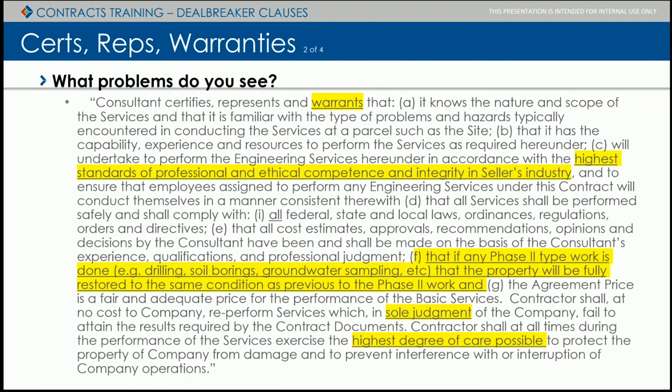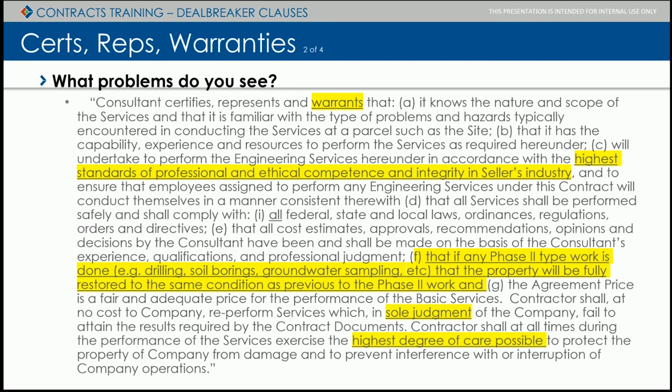Something I want to point out on this slide, I'm seeing more and more often, is language talking about the highest standards of professional and ethical competence. No one knows even what that is. And so how that plays out practically is that if we're sued, they'll find some person to get up on the witness stand and say, well, the highest standards are this, this, and this, and what this, and this is everything we didn't do. So be on the lookout for that. It's garbage language, should be taken out, because no one knows what that even means.